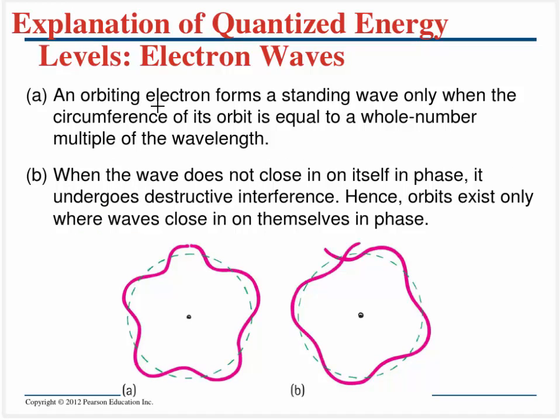So again, the orbiting electron is going to be treated like a standing wave, and it will only exist when the circumference is equal to a whole number multiple of wavelengths. So we could even say 2πr is going to be equal to nλ. And again, if the wave is not in phase, it will have destructive interference, and so this right here is a bad orbit, and we will not observe any electrons there.